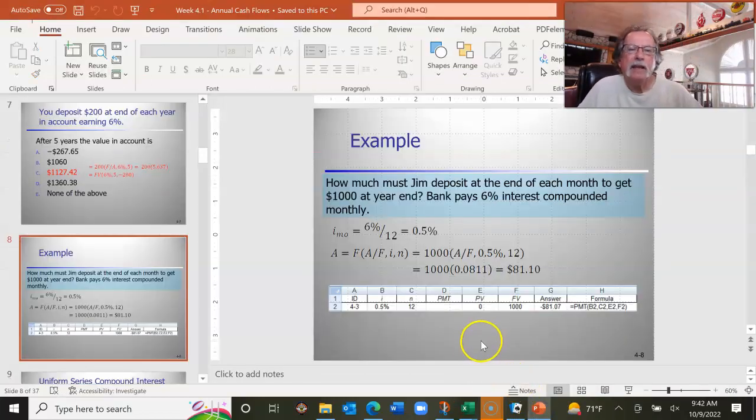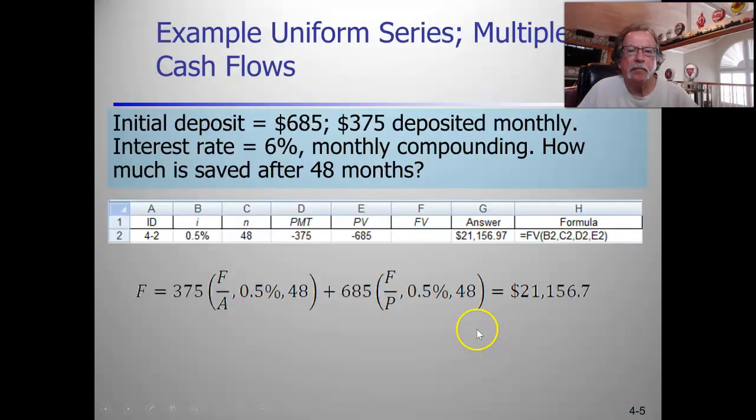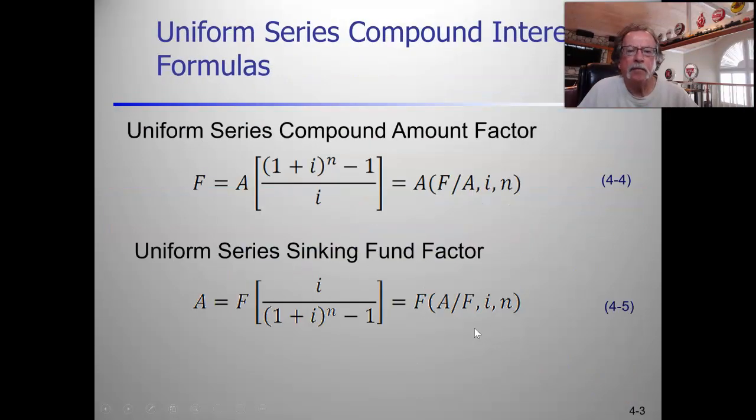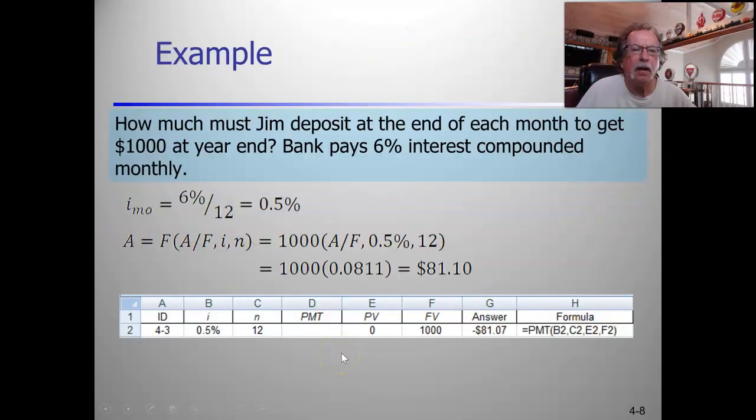Now, you can do this with the formula. Let's look at the formula here. And so that is the way you calculate the annual payment for a future amount, with this formula. So here's the 81.07 that we just derived.